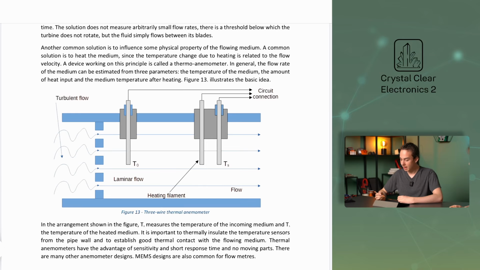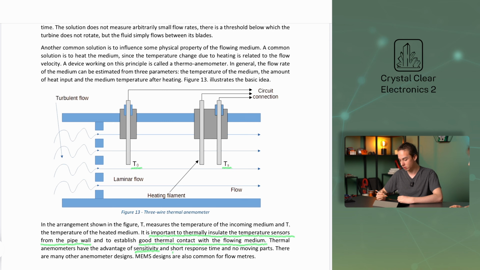In general, the flow rate of the medium can be estimated from three parameters: the temperature of the medium, the amount of heat input, and the medium temperature after heating. It would be hard to keep all this in mind, so let's look at a diagram. In the arrangement shown in the figure, T0 measures the temperature of the incoming medium, and Ts measures the temperature of the heated medium. It is important to thermally insulate the temperature sensors from the pipe wall and to establish good thermal contact with the flowing medium.